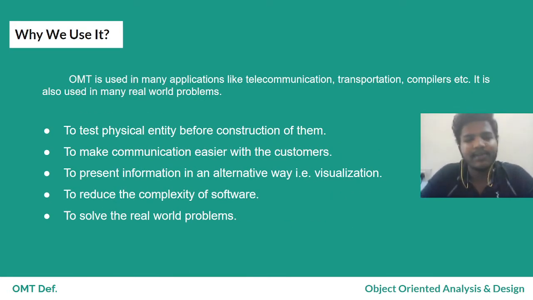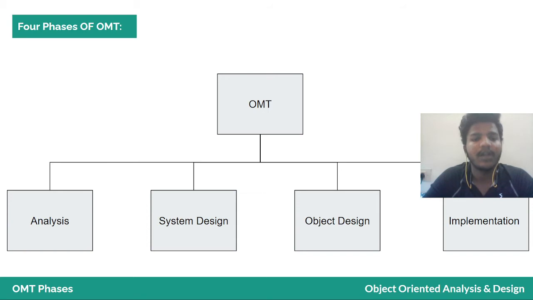Moving forward, why do we use it? OMT allows us to test the physical entities before the construction of the product, and it makes communication easier with the customers. To present the information in an alternate way, it will reduce the complexity of the software. It makes us penetrate into the depth of the software. It helps us to increase the flexibility of the software, and it helps to solve the real world problems.